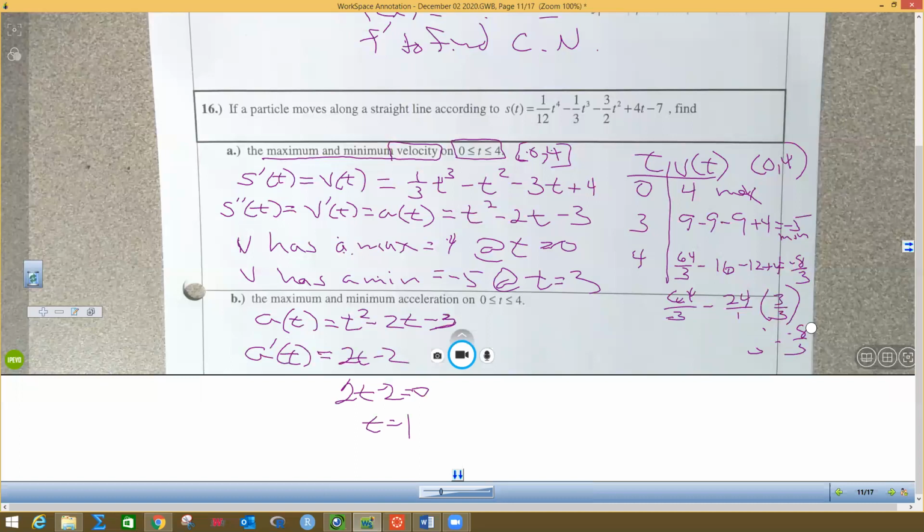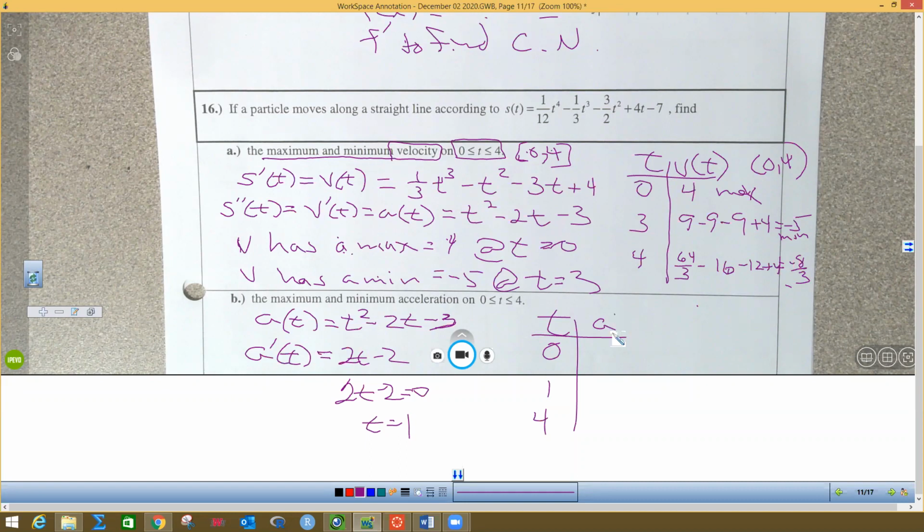Okay, so again, we are still on the same interval as up here, 0 to 4. So we're going to do a t-chart, and we're going to plug in endpoint, the critical number, the other endpoint, and we're going to plug those into acceleration. So I'm going to plug 0 in. 0 minus 0 minus 3, -3. I'm going to plug 1 in. 1 minus 2 is -1 minus 3 is -4. And I'm going to plug 4 in. 16 minus 8 minus 3 is going to be, what is that, 5, I think? So somebody check my math, make sure I didn't screw up.